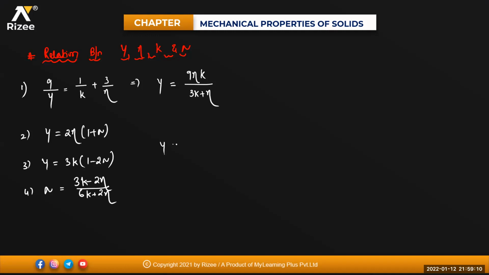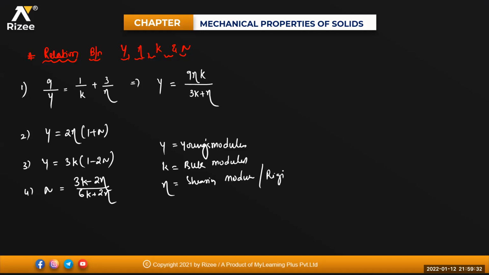What do you mean by Y, beta? Y is known as Young's modulus. And K is known as bulk modulus. Neta is known as shearing modulus or rigidity modulus. And last one is sigma. Sigma is known as Poisson's ratio. These are all the relations you need to remember, beta. Is that clear for everyone? Any doubt in this one to anyone? Clear, beta?